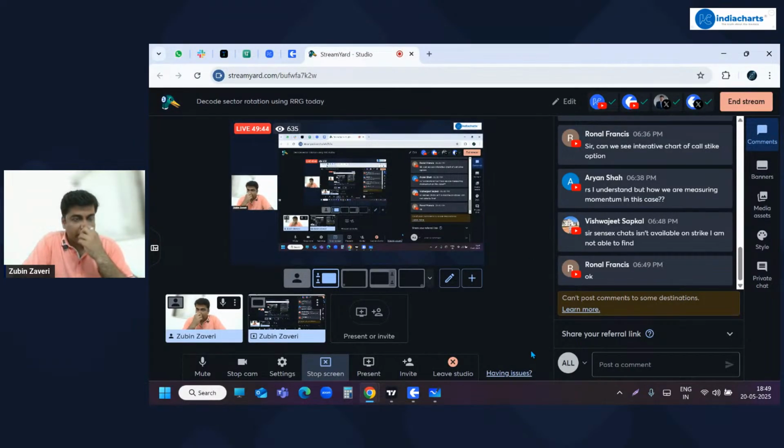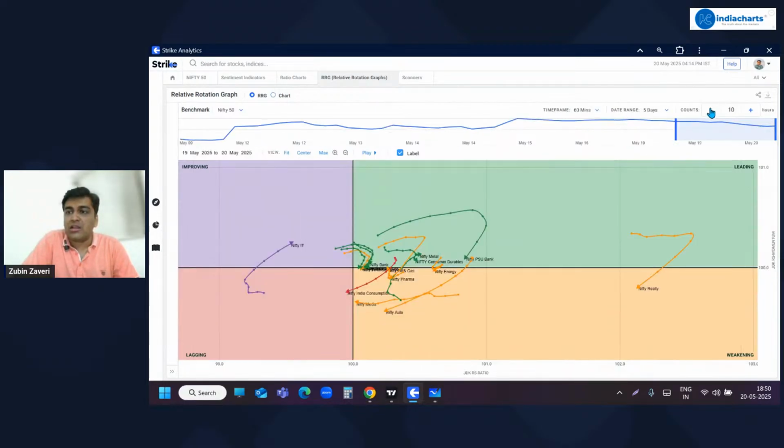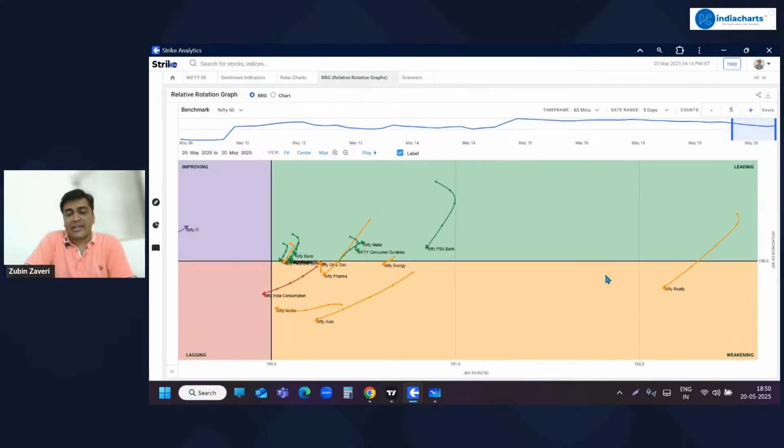So now, for one final time, let's also look at the 60-minute time frame chart, and we'll try to gauge what's happening. I'll reduce this to 5 so that we get less clutter. Today the Nifty has fallen down. So what can happen tomorrow?